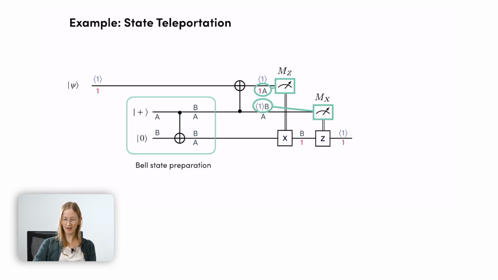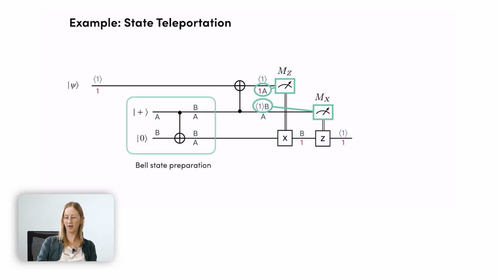I cancel out the B, and ta-da, I've got my completely unknown quantum state psi on this qubit here without ever having obtained any information about it and without having physically moved this qubit down here.